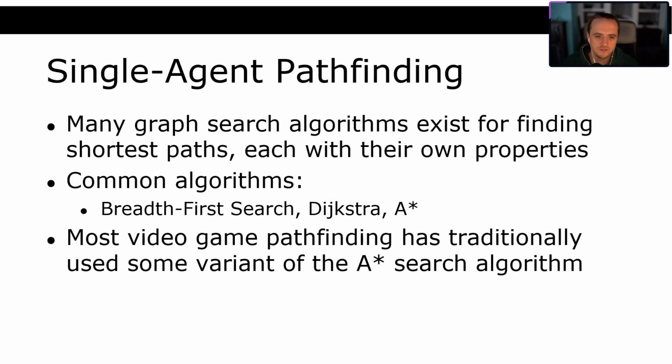So single agent pathfinding. Many graph search algorithms exist for finding shortest paths, each with their own properties. And so there's a bunch of common algorithms. You can use breadth first search if you want to be really basic. You could use Dijkstra. You could use the A-star search algorithm. But most video game pathfinding uses some variant of the A-star search algorithm. So the A-star search algorithm, we go into that in great detail in my Computer Science 3200 course, the Intro to AI.